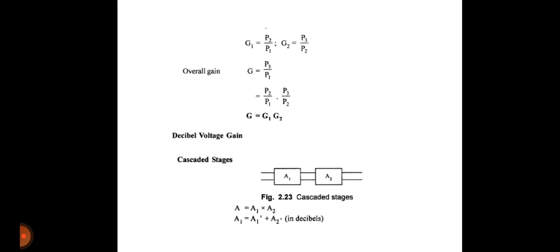So for a two-stage RC coupled CE cascade amplifier, when two CE amplifiers are cascaded, it is known as a CE cascade amplifier.